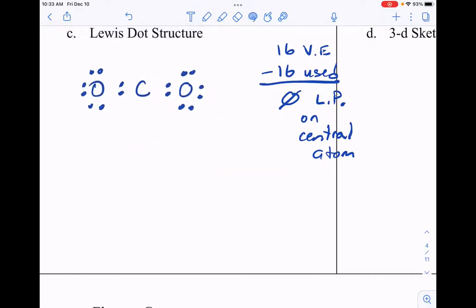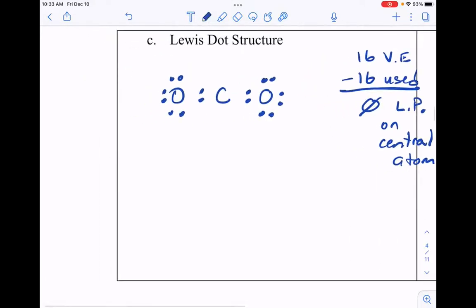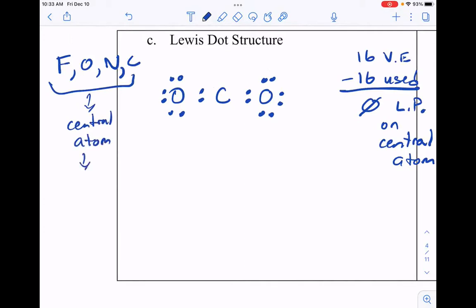And so if we're looking at the surrounding atoms, we have the octet, so we're good to go. If we're looking at the central atom, carbon, carbon has 1, 2, 3, 4 electrons surrounding it. And so remember that for the four elements F, O, N, C, fluorine, oxygen, nitrogen, carbon, if they are your central atom, then it must follow the octet. Okay, no questions asked.